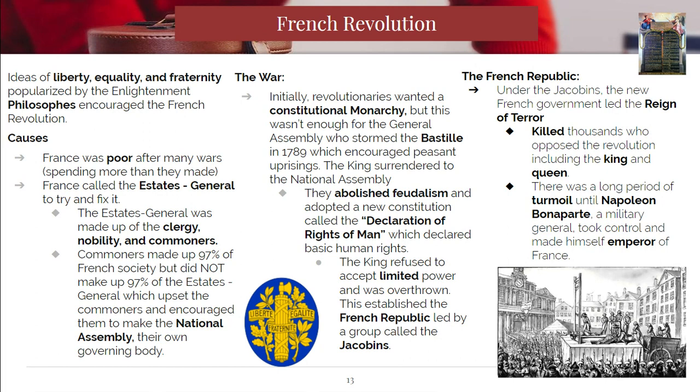And after this long period of turmoil, about 15 years or so, Napoleon Bonaparte takes control. He's a general from basically nowhere, right? And he's the one who's going to take control and make himself Emperor of France. But we will catch back up with Napoleon later. Okay, so that's the French Revolution in a few minutes.